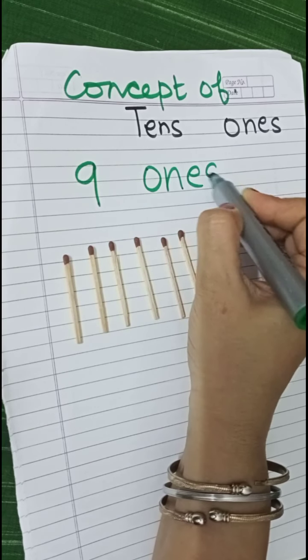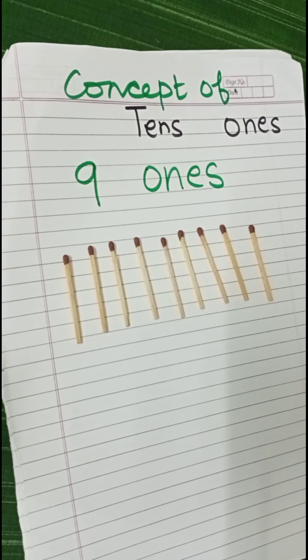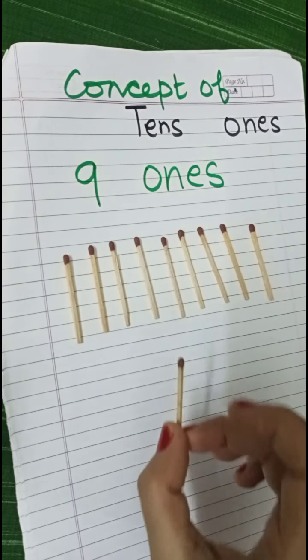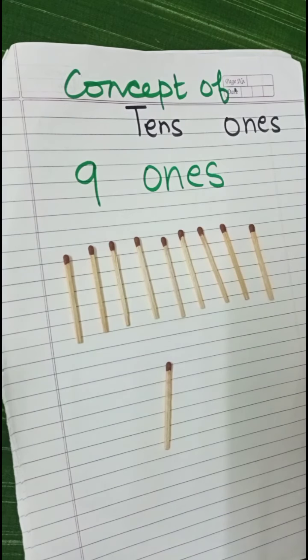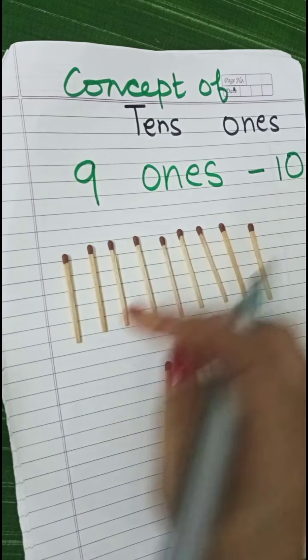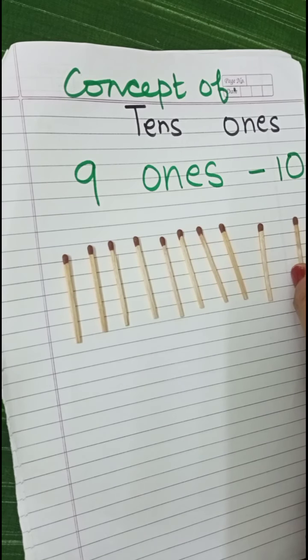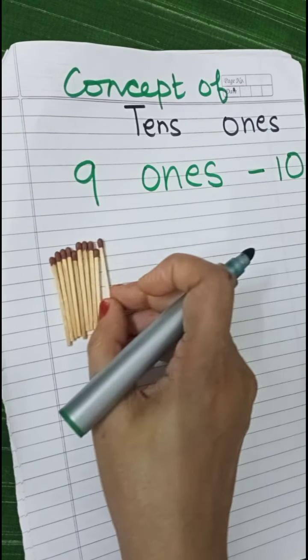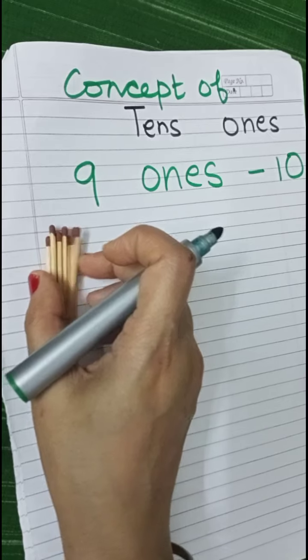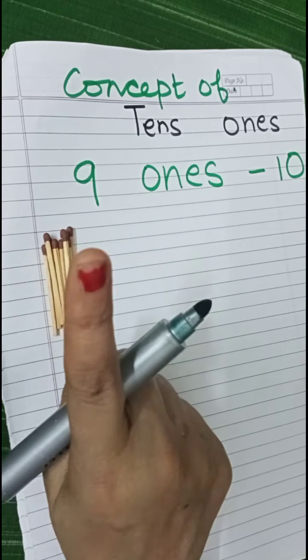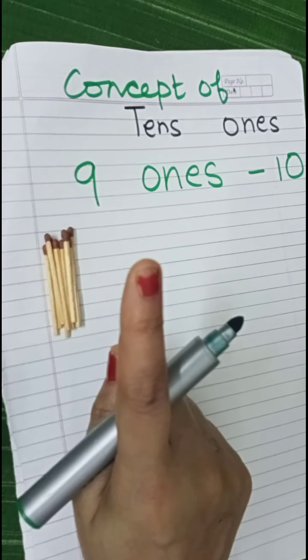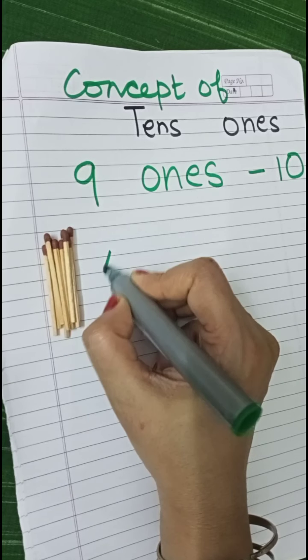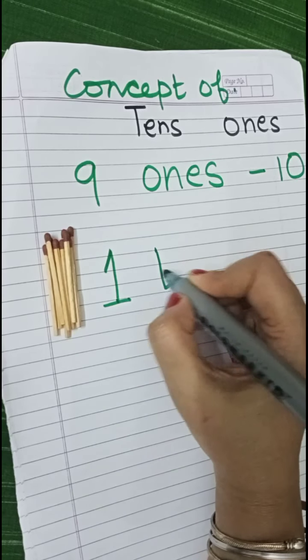This 9 matchsticks means 9 ones. 9 ones. Okay. If I add one more matchstick with this 9 matchsticks, then it will become 10. ये 9 matchsticks के साथ अगर मैं 1 ऐड करूँगी, so it will become 10, isn't it? 10 matchsticks. 10 matchsticks मतलब a bunch of 10 matchsticks. One set of 10 matchsticks.